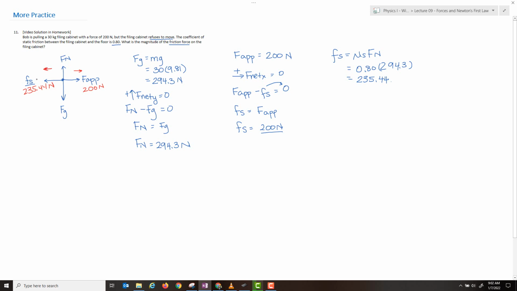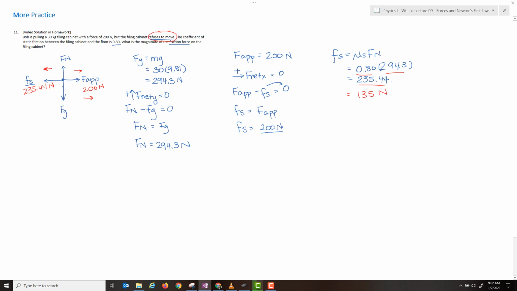So the force of static friction can never exceed the other forces, making the object move in the direction of the force of static friction, right? So the maximum value that it could be here is 200 newtons, right? So if, when we multiplied these two numbers, we got less than 200, let's say 135 newtons, then that means that the net force would be pointing to the right and the object would be moving. But since the question says the filing cabinet refuses to move, we know that the force of static friction must cancel out with the force applied.